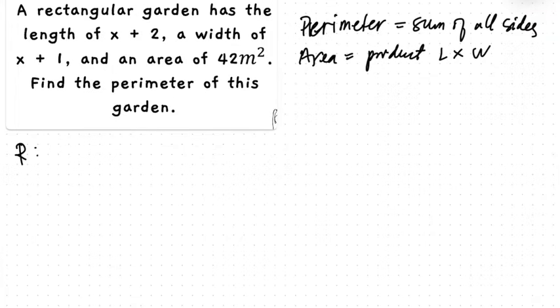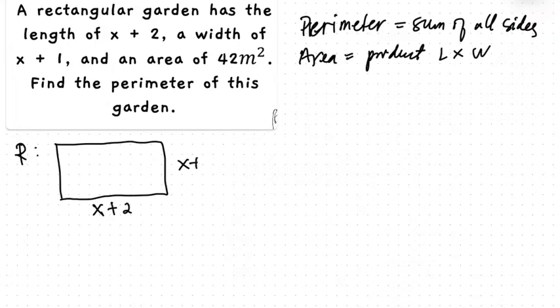Sa representation, since this involves a rectangular garden, pwede kayo mag-drawing for the representation. So, the length daw is x plus 2. Tapos, yung width daw niya is x plus 1. And then, the area is 42 meters squared. So, ano ngayon ang problema natin? Ang problema natin mga anak ay kailangan makuha natin yung length ng bawat isang side. Pag nakuha natin yung length ng bawat isang side, makukuha na po natin yung perimeter natin.